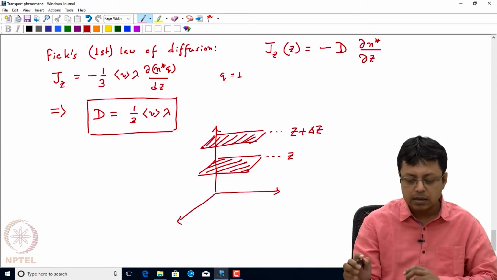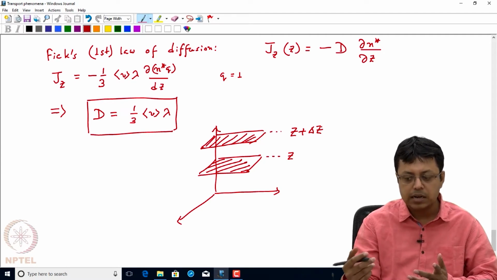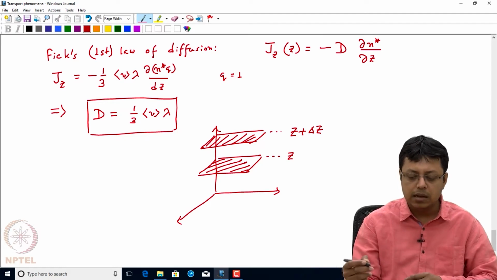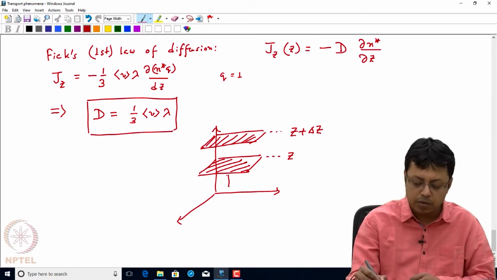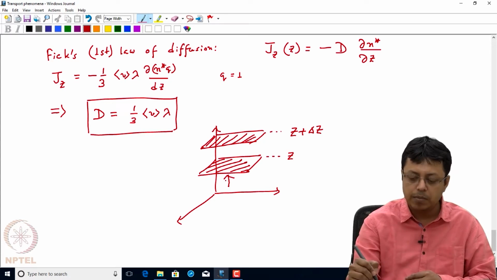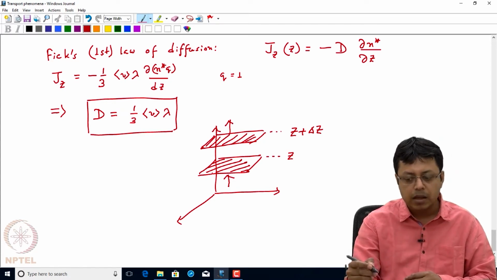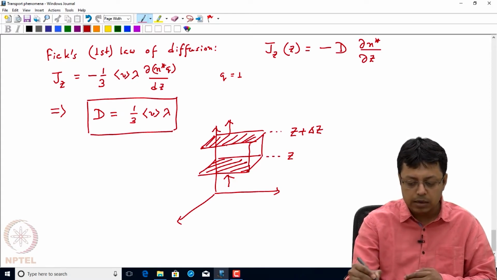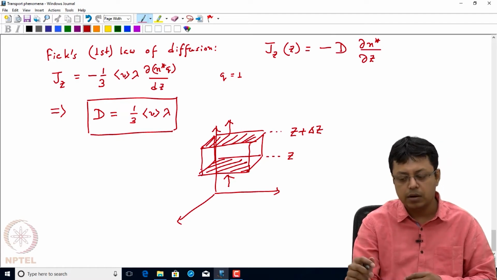Now the question we are asking is how many molecules are accumulating, how this n star is changing with time. That we can easily calculate by considering the net flux changing for the bottom one and the net flux changing for the top one, and then if we take the difference, we can calculate how many molecules are getting accumulated in this region, in this volume which I have shown as a rectangular volume. So that you can easily calculate.